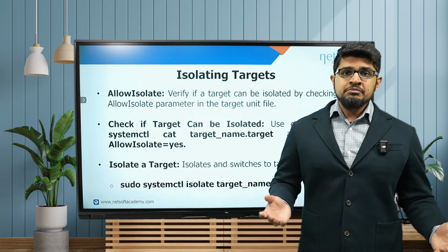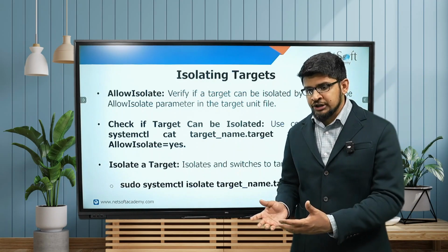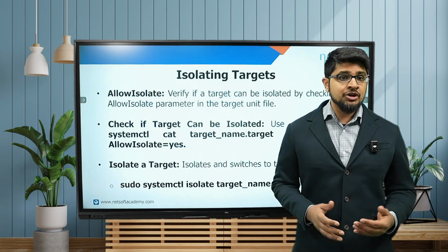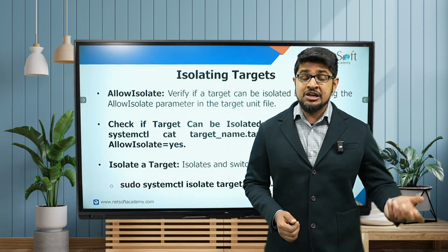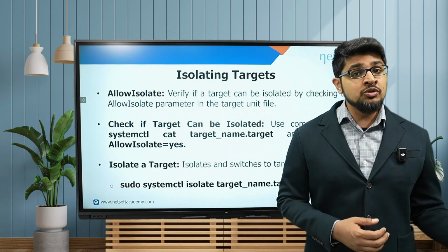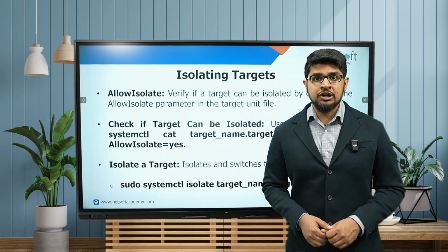So then, once you can confirm that certain targets allow isolation, you can isolate a target and switch immediately to that target with the command systemctl isolate. This allows you to shut down whatever services and enable whatever services you need in order to bring your system into a specific target.